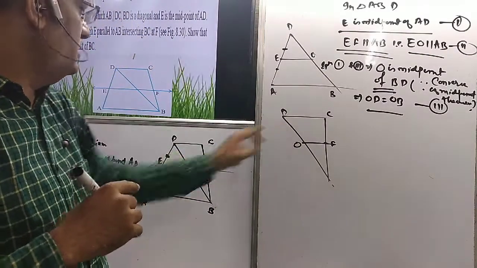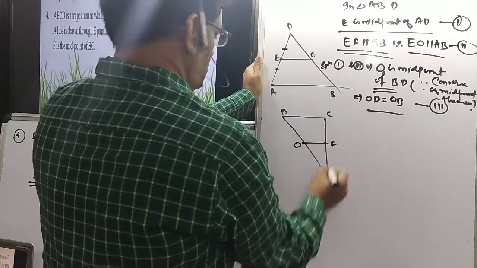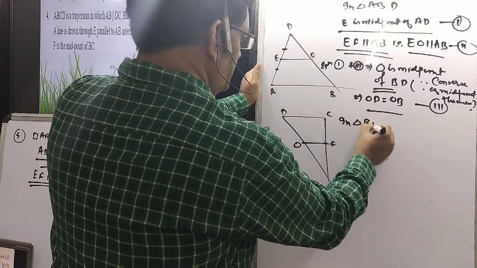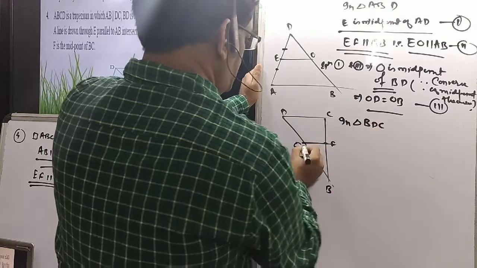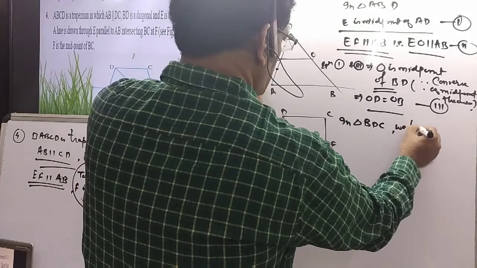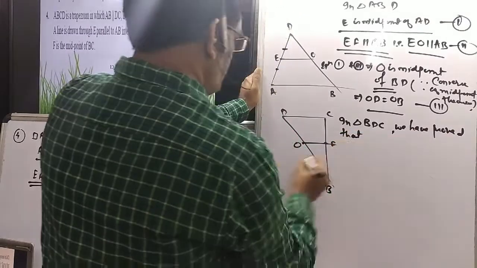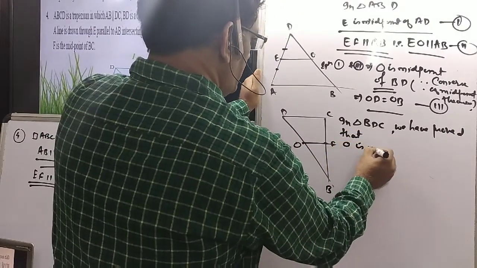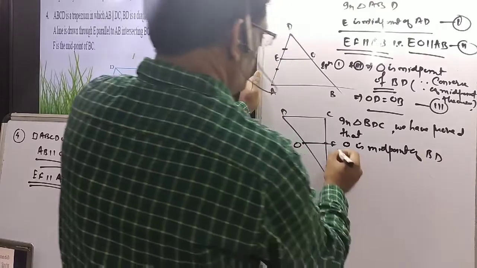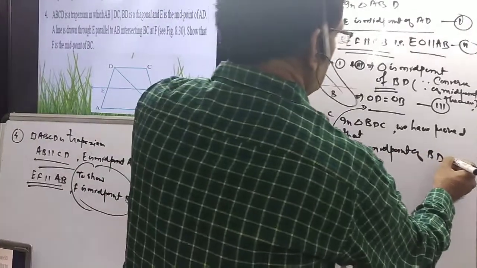Now let us consider another triangle, that is triangle BDC. In triangle BDC, we have already proved that O is midpoint of BD. That is proved above. This is what says statement number 4.